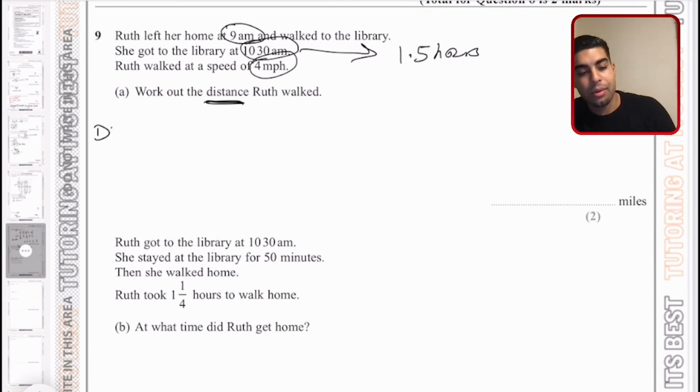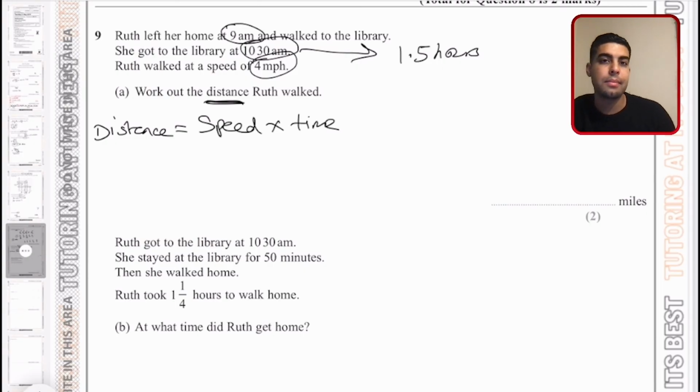So let's go ahead and write down distance equals speed multiplied by time. And we have our speed and time, which is 4, and our time of 1.5 hours. So if we multiply that together, we get our distance, which is 6 miles. And that's what we are going to write there.